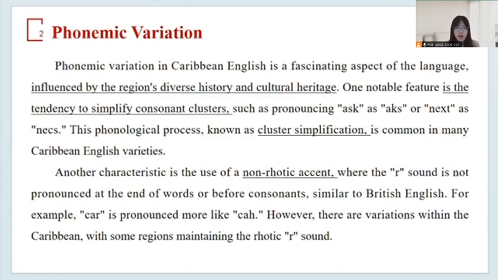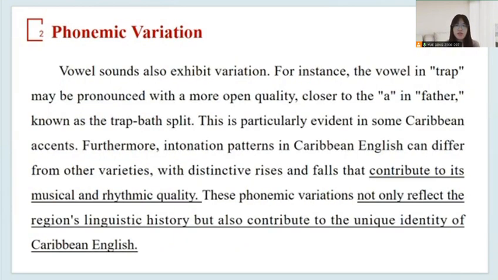For example, car is pronounced more like "cah". However, there are variations within the Caribbean, with some regions maintaining the rhotic R sound. Vowel sounds also exhibit variation. For example, the vowel in "trap" may be pronounced with a more open quality, closer to the A in "father", known as the trap-bath split.